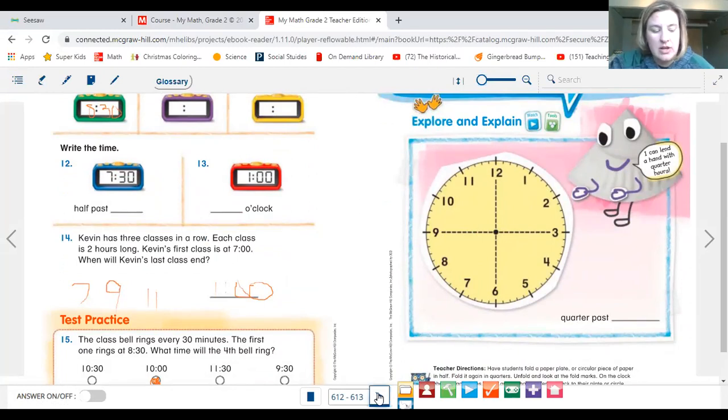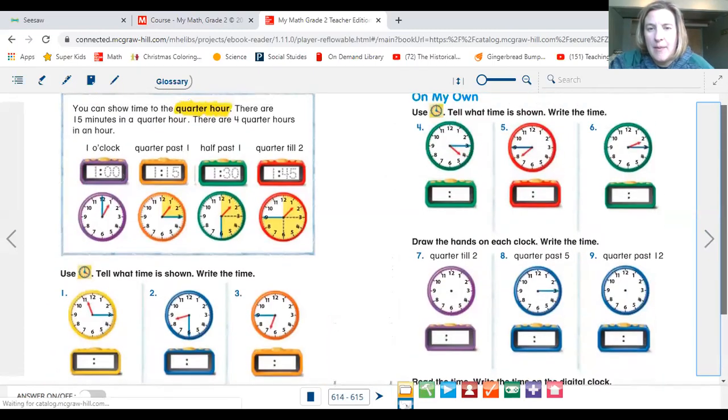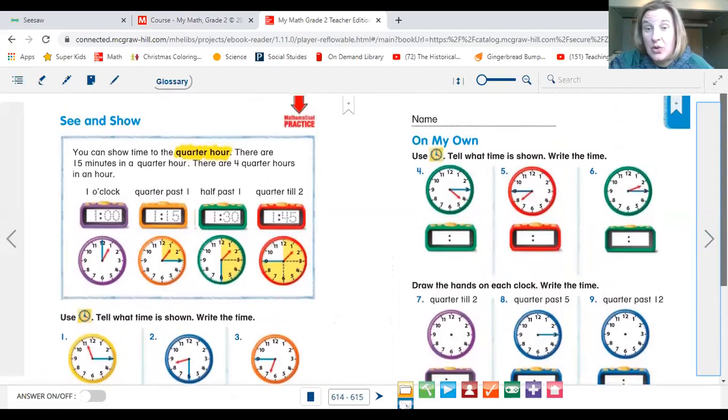Let's go ahead and look at the next page here, which is your On My Own. This is your blue folder page. So 4, 5, and 6, the directions say use clocks, tell what time is shown, write the time. Okay, so we're going to look at the clocks here.